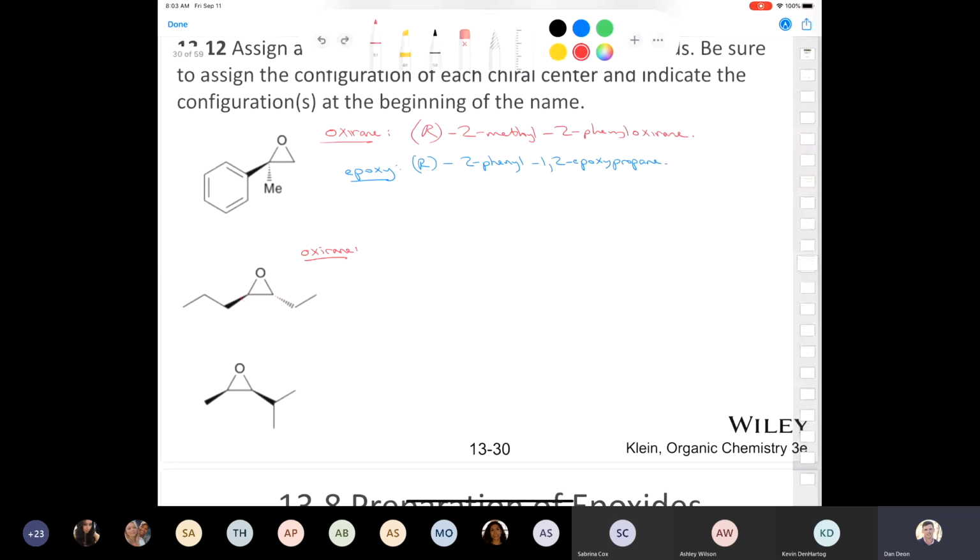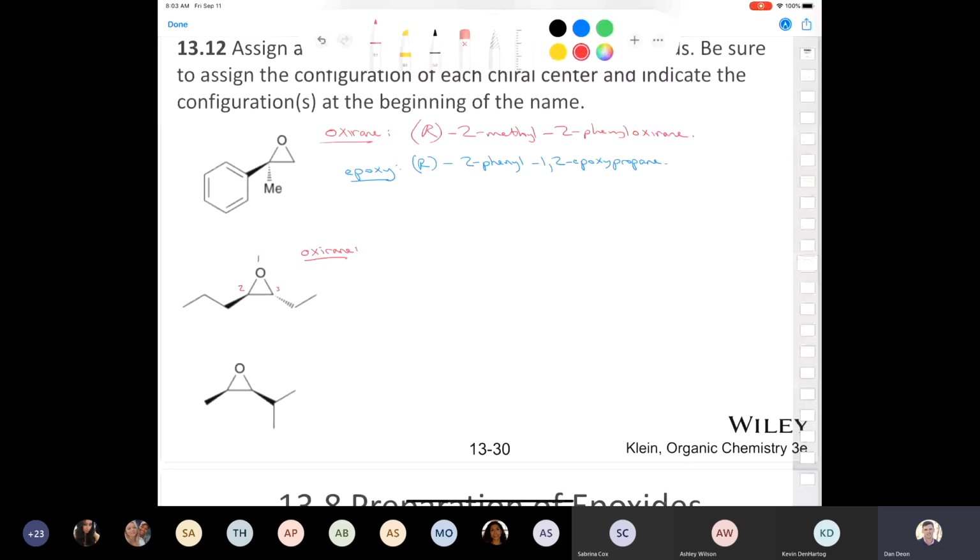So if we want to name that as an oxirane, the oxygen is going to take number 1 in that ring because it has the highest atomic number. Then if I look at these two groups, I have a propyl group on the left and an ethyl group on the right. Well, the propyl group should have higher priority because it's longer. And so we're going to number our ring like this: 1, 2, 3, just like that.